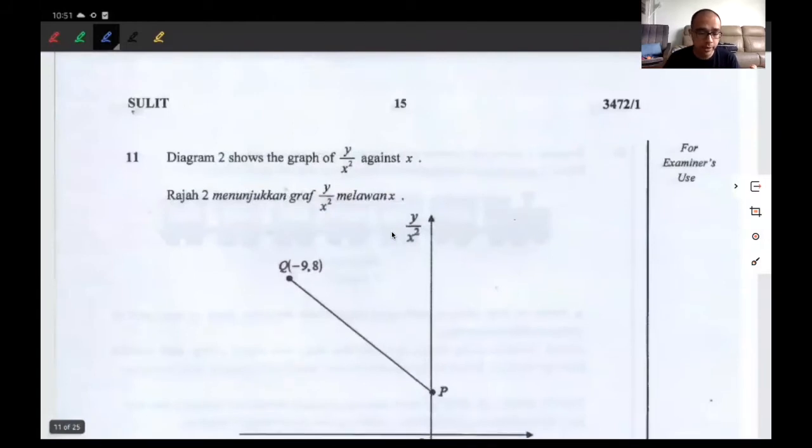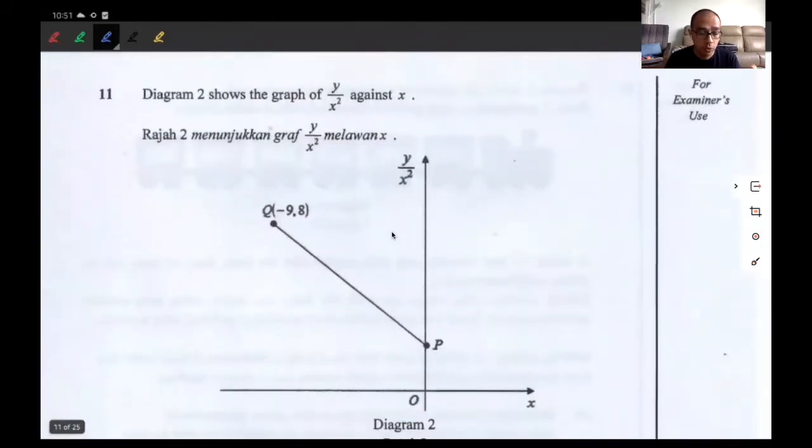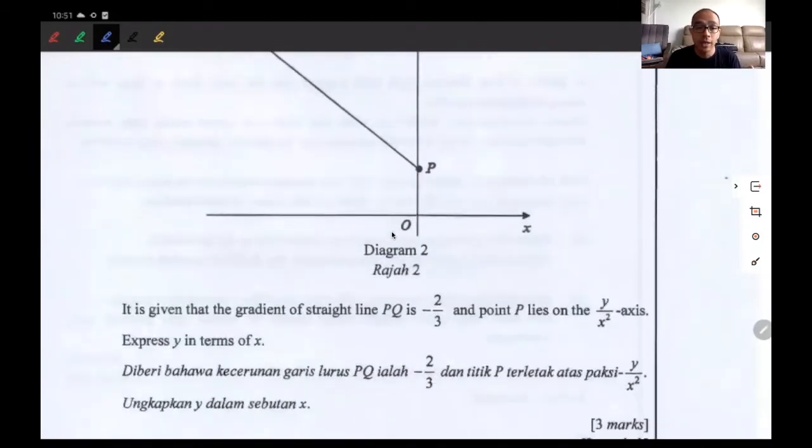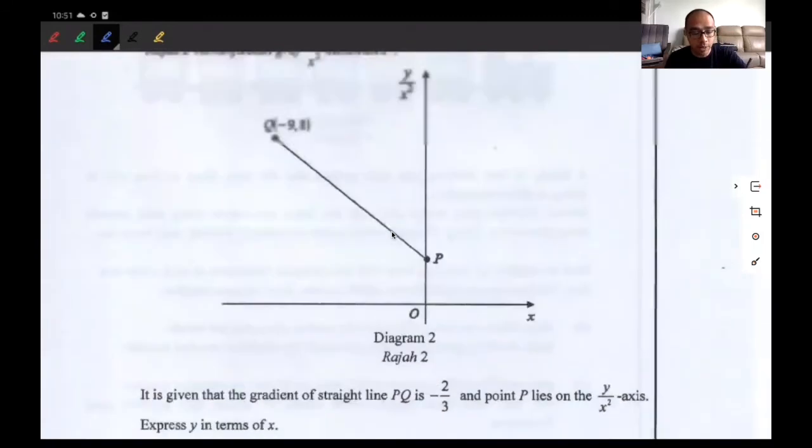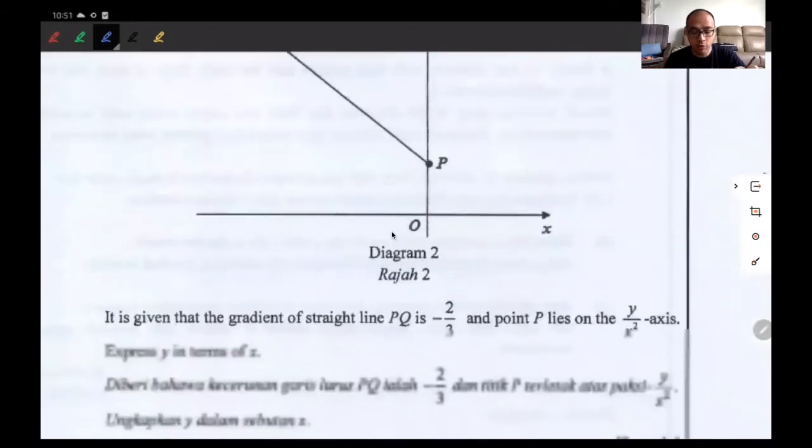Okay, question number 11. Diagram 2 shows the graph of y over x squared against x, and since it is a straight line graph, you know that this is from linear law. This is a target question. Everybody must be able to answer this question. It is given that the gradient of the straight line PQ is negative 2 over 3 and point P lies on the axis. This is also known as the intercept.